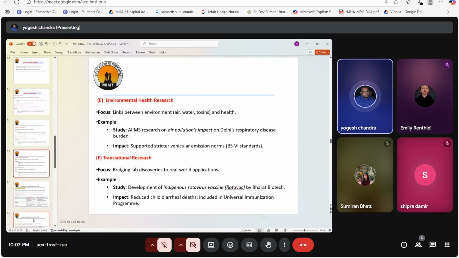Then if we talk about environmental health research, we do some research, like what happened in Delhi. AIIMS Delhi conducted a study on respiratory disease and found the impact of pollution, and policy was made for stricter vehicular emission norms: BS6 vehicles, vehicles older than 10 years will not run, all that kind of rules have been made. Behind them, whatever the reason is, that is the research, which can be conducted by AIIMS itself, and they found that pollution is one of the major factors responsible for respiratory disease.